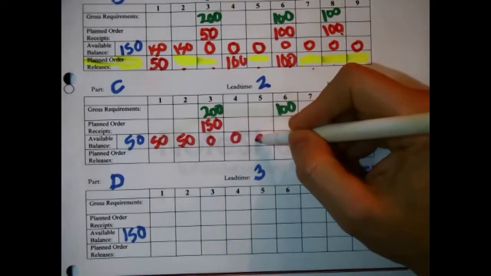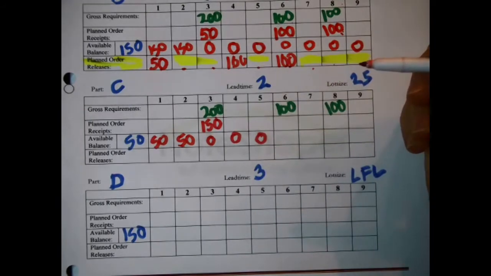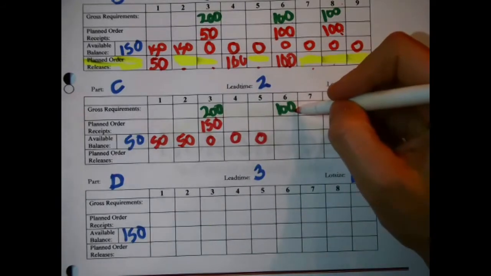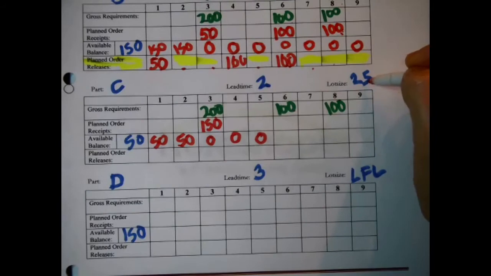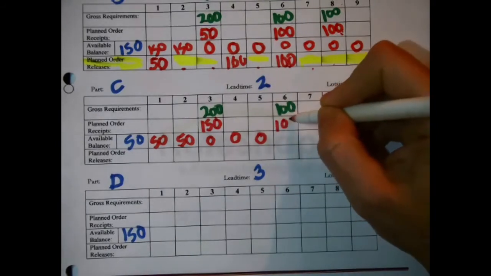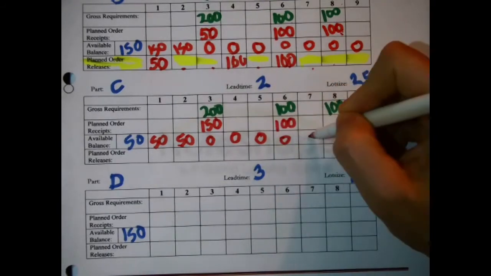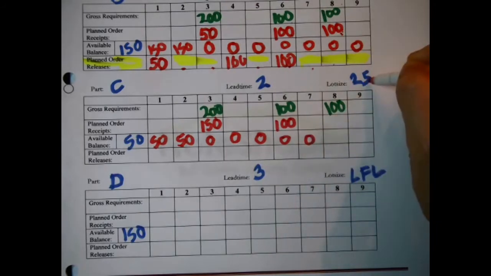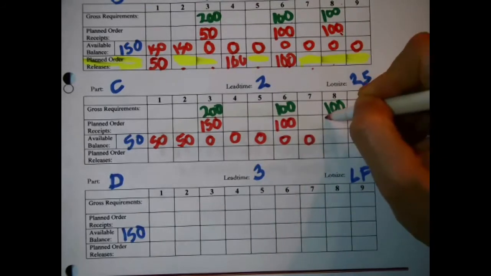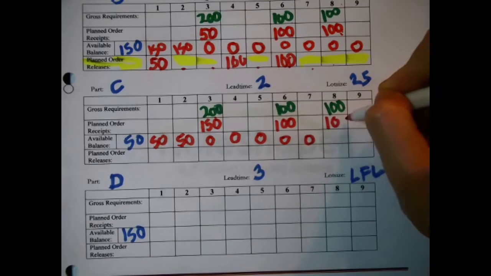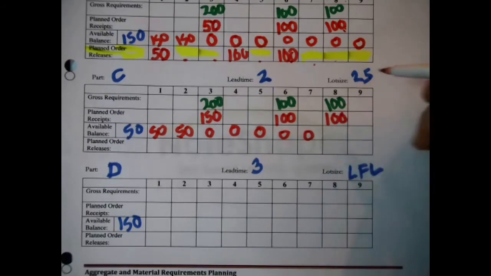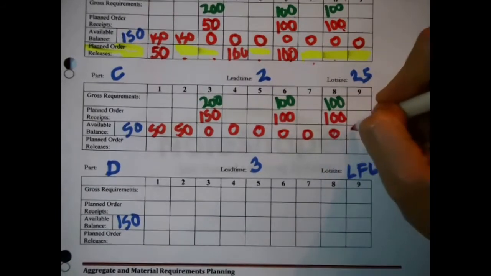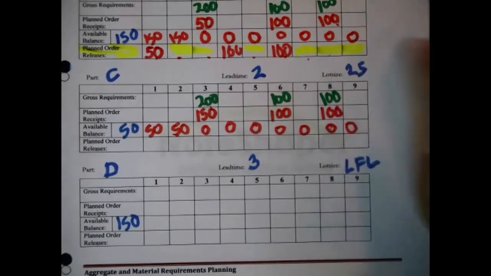Then we have nothing in inventory for a while. We're going to need 100 in the 6th week. The lot size is 25. That's a multiple of 25, so no problem. You could picture it as coming in boxes of 25. And the same thing here. We need 100. Fine. Order 4 boxes. Order 100. And thus we don't have anything in inventory at the end of the planning horizon.